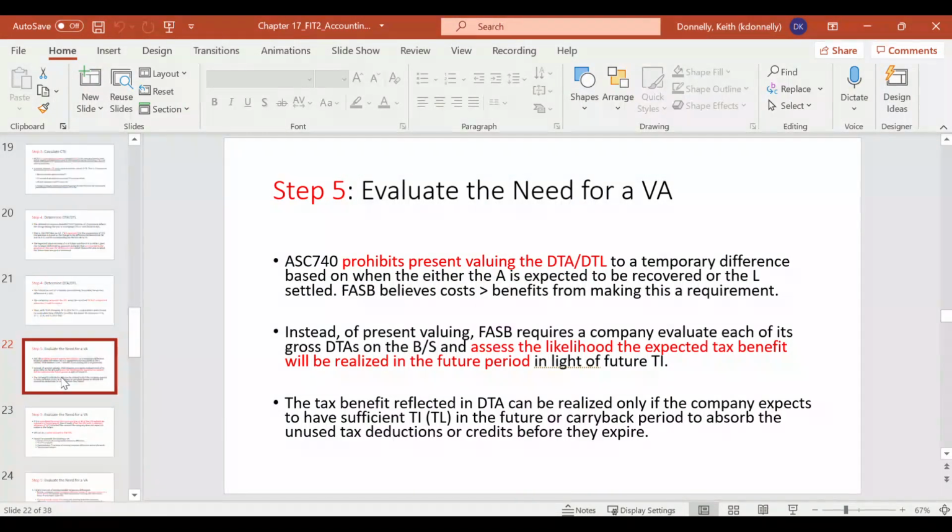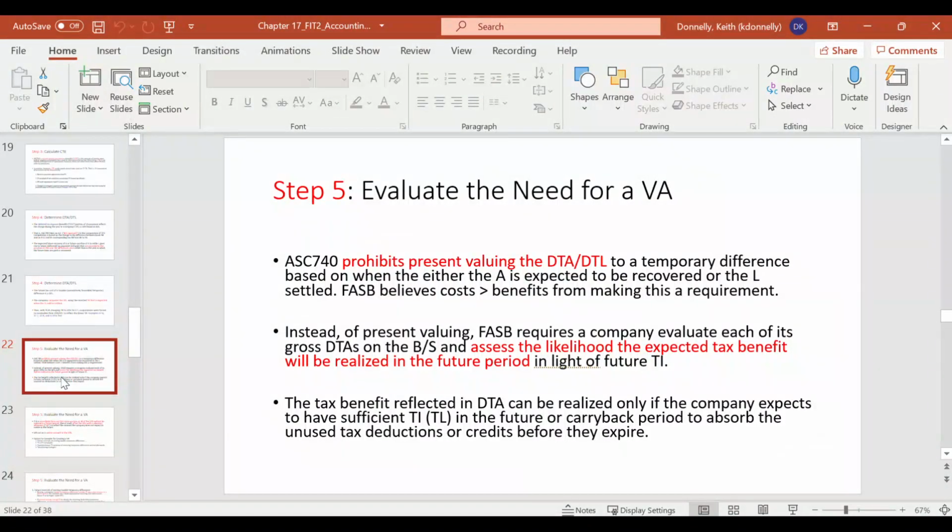So instead of present valuing, what FASB says is, hey, you need to evaluate each of your DTAs, your deferred tax assets on the balance sheet, and assess the likelihood the expected tax benefit will be realized in the future period in light of your future taxable income, right?